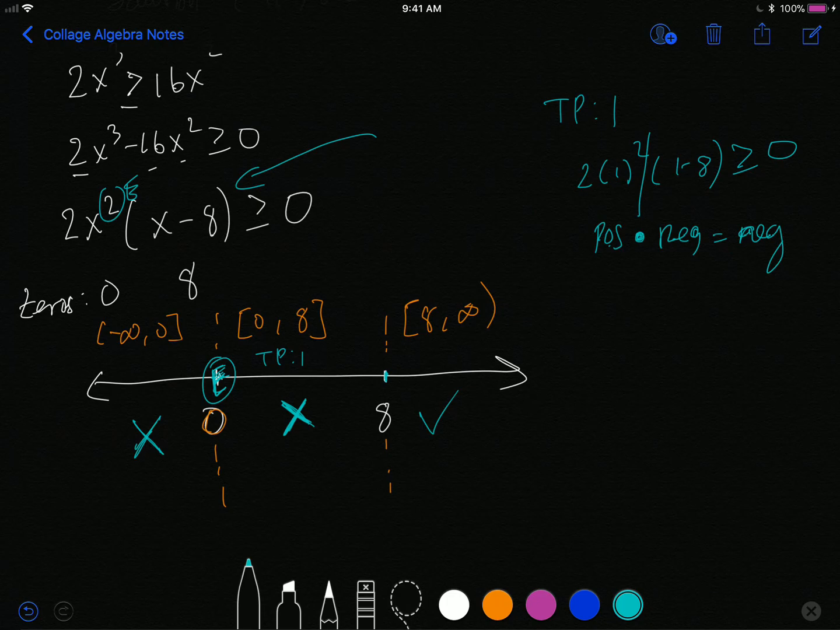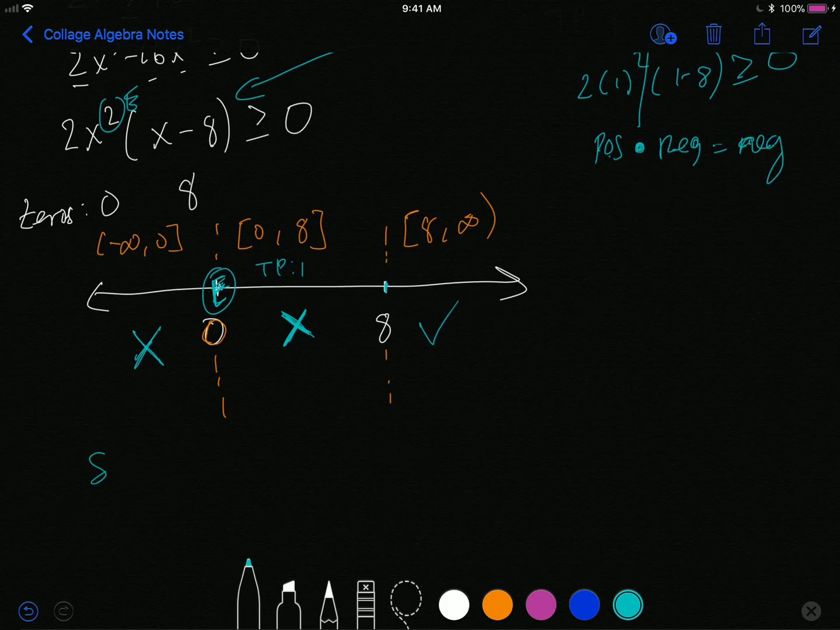So now that I have my checks and my x's, I can go ahead and solve my equation. My solution is that from 8 to infinity only, the graph is going to be greater than or equal to 0.